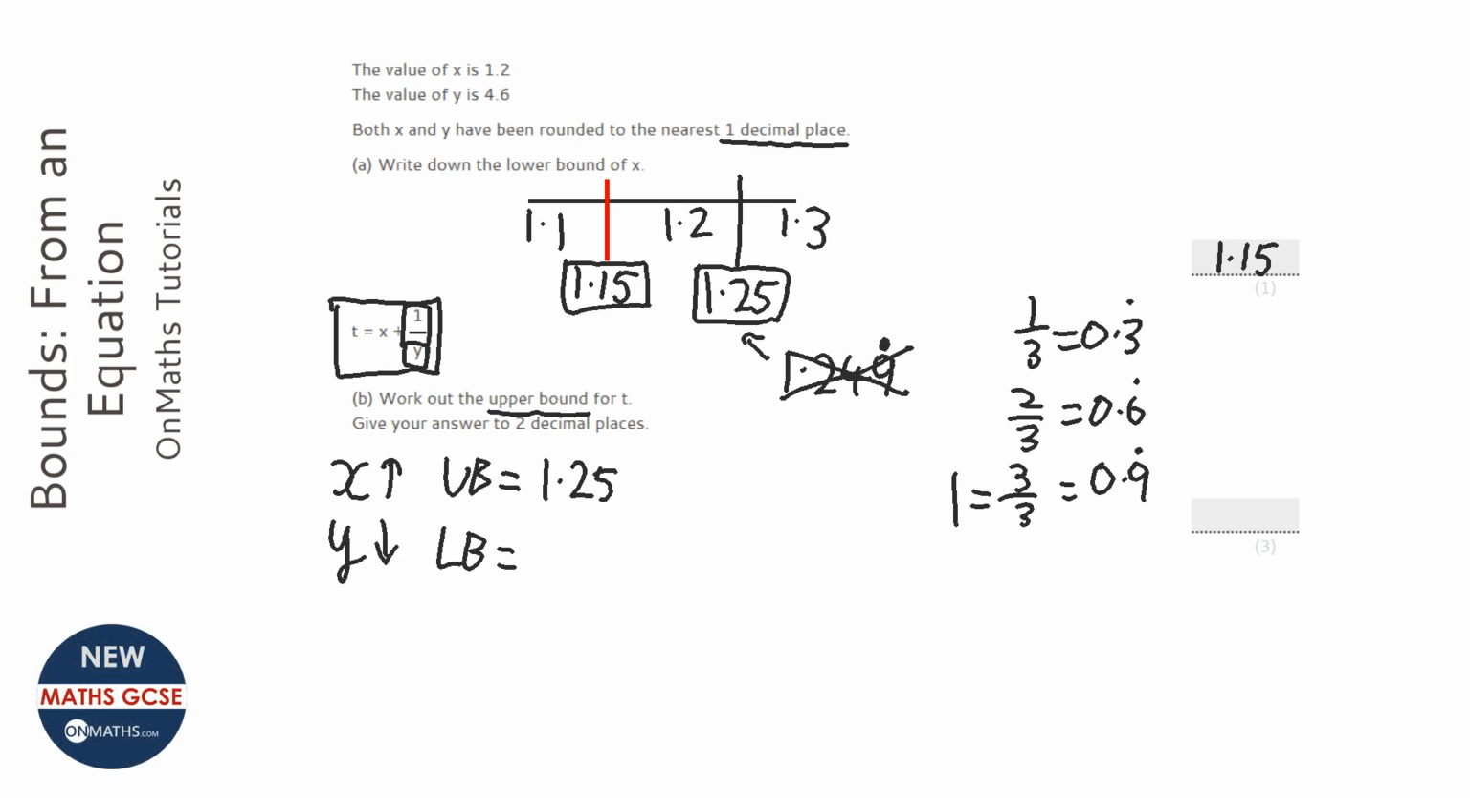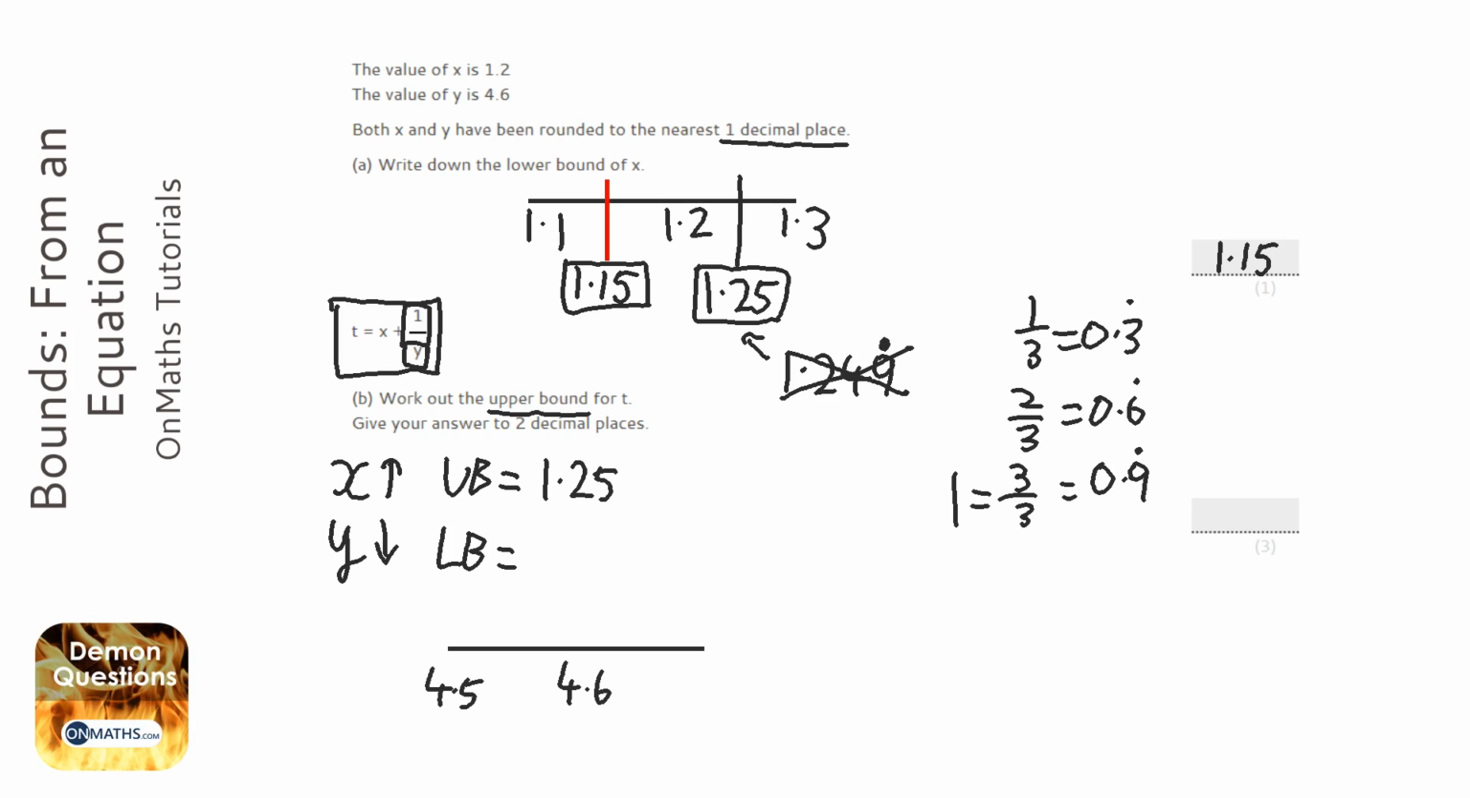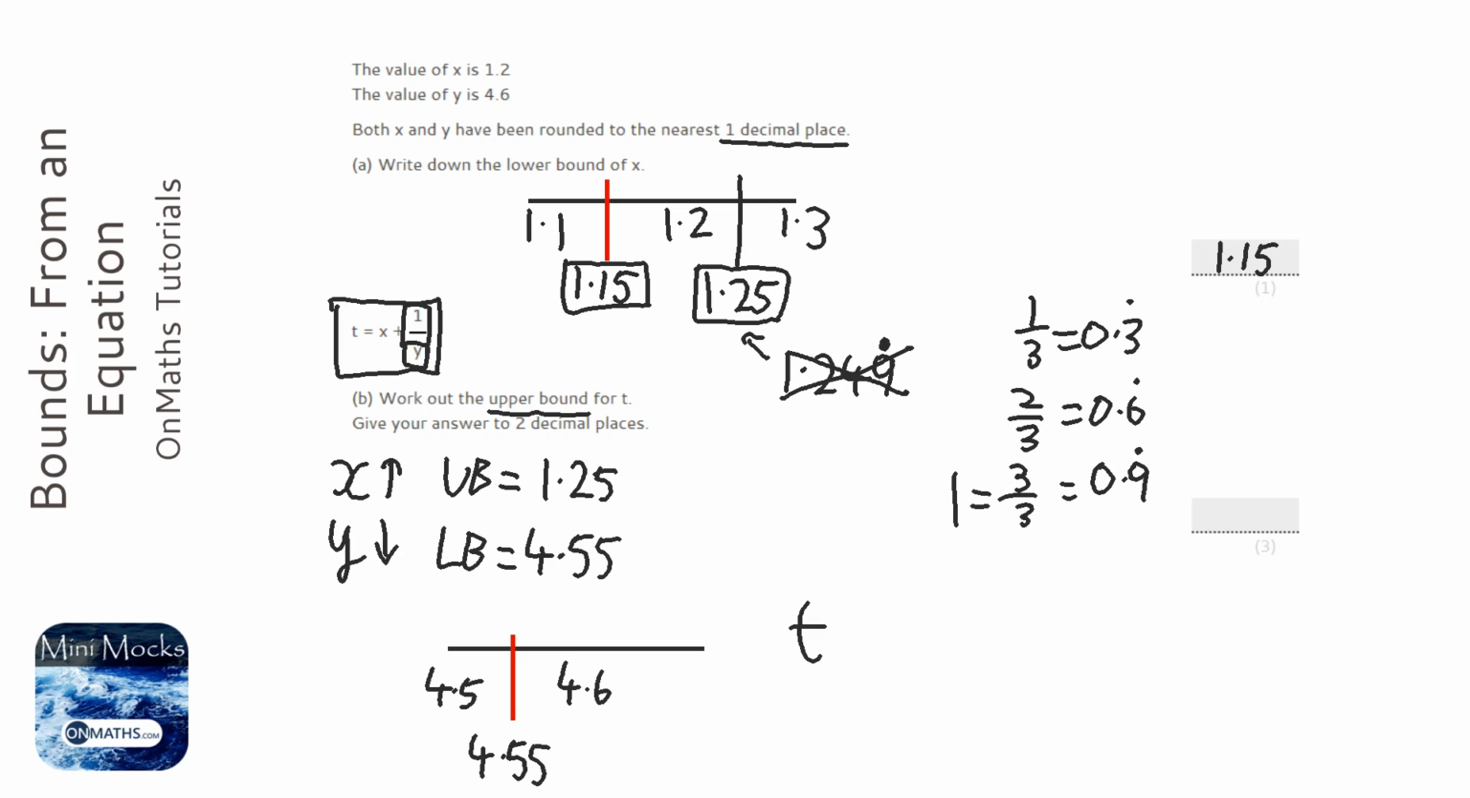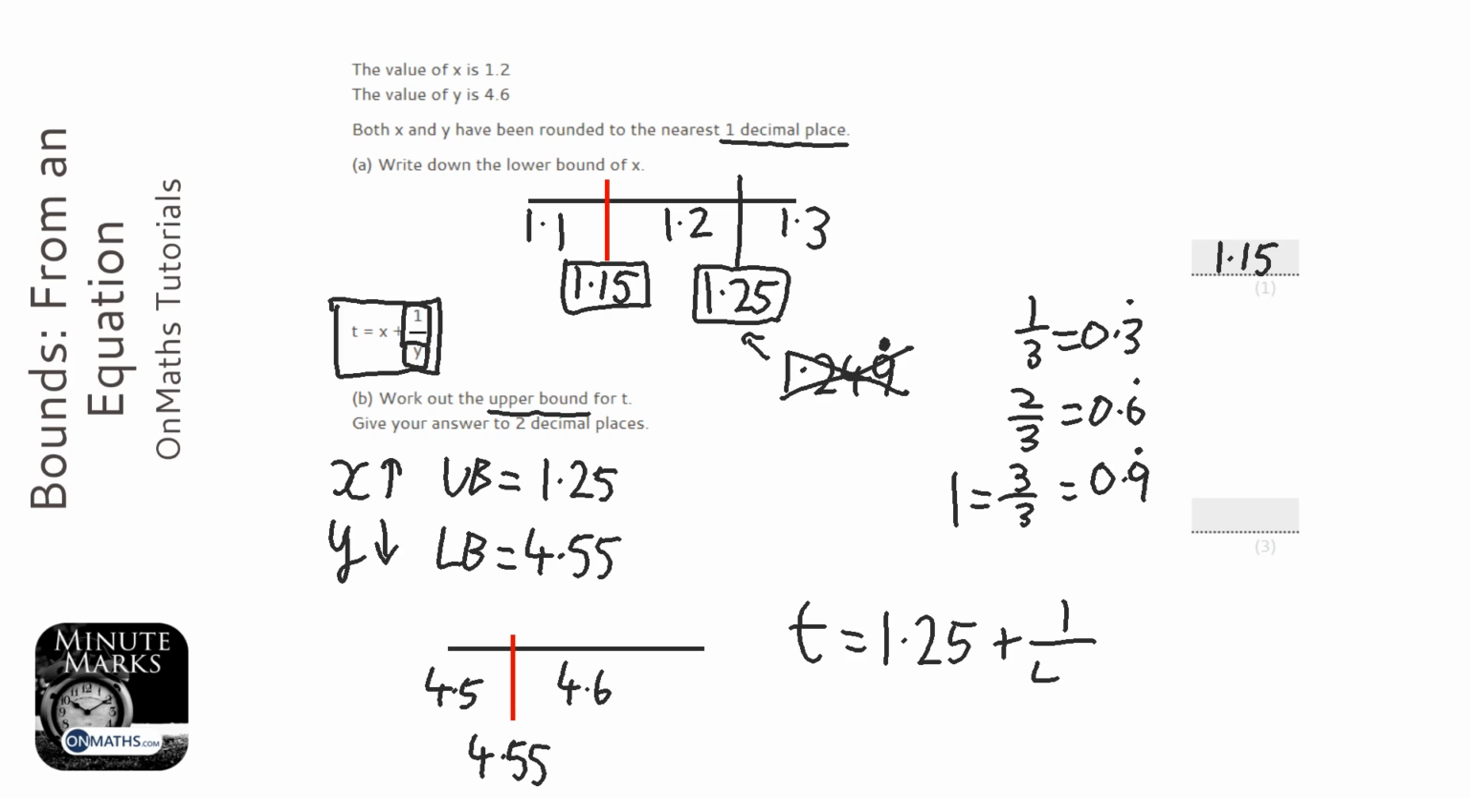So we need to do a little number line to get the lower bound of y. It's 4.6, so the next one down would be 4.5. The cutoff point is going to be halfway, which is 4.55. So that's going to be our lower bound, 4.55. So to find the upper bound of t, we need to do 1.25 plus 1 over 4.55.